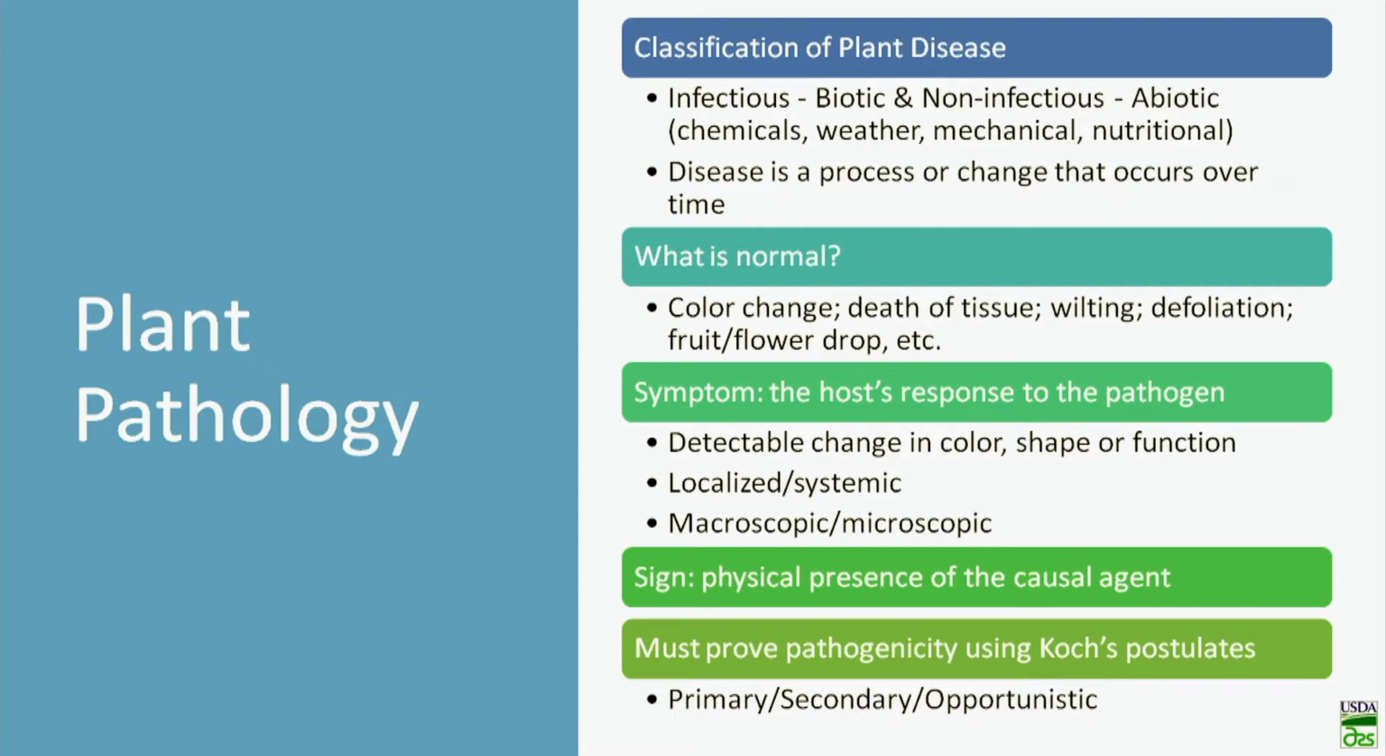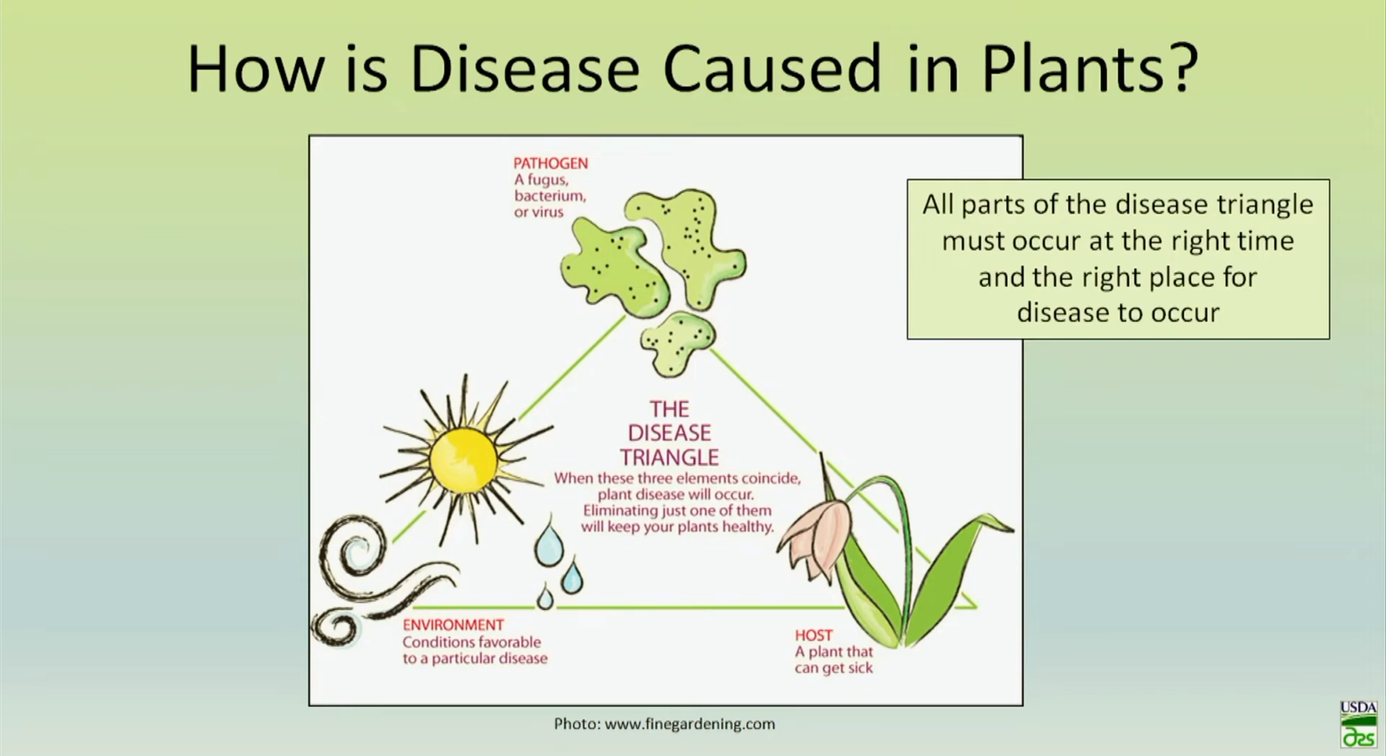Now, it's critical when we talk about plant pathology and plant disease, you have to prove pathogenicity using a number of detailed steps before you can conclude that that pathogen is causing a disease. And it's also tricky sometimes when pathogens are considered primary or secondary or opportunistic pathogens, and we'll get into that.